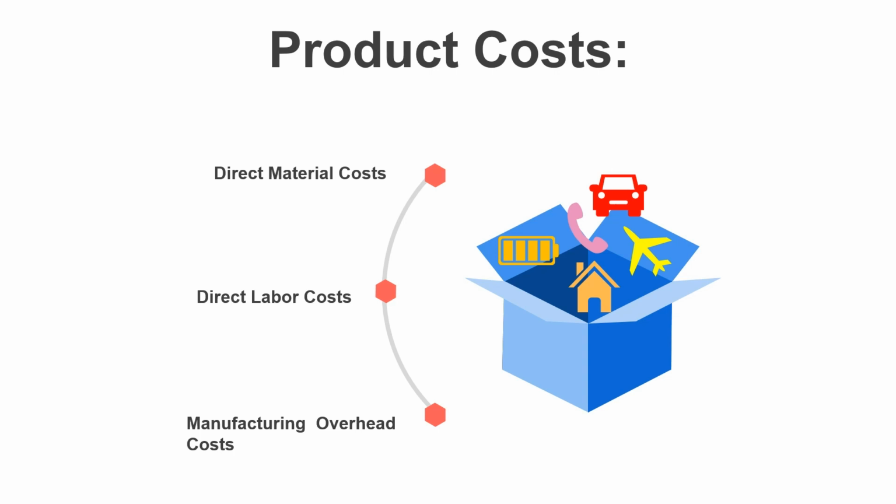Part of our product cost is referred to as direct material costs. A second category of product costs in a manufacturing business are direct labor costs. You see, you don't have a product unless you actually have somebody make it in a manufacturing business.